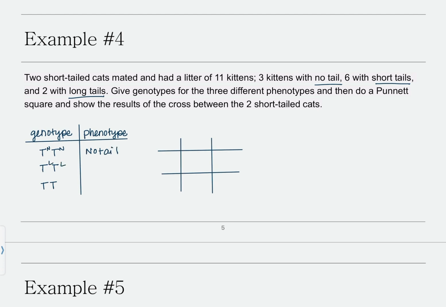Long tail with 2 L's. And then our short tail, we're not creating new alleles for it. Remember, it's going to have one of each of the other alleles. It's going to have a no tail allele and a long tail allele. So now let's figure out the genotypes of the parents.